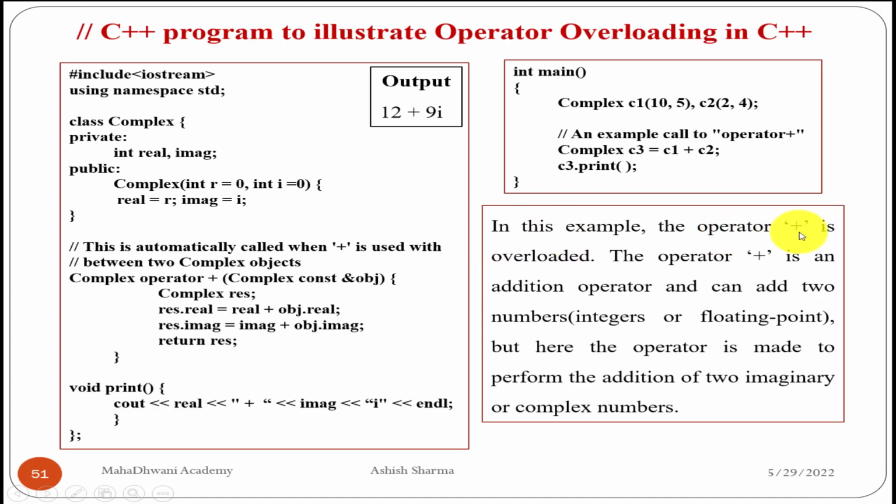In this example, the operator plus is overloaded. The operator plus is an addition operator, it can add two numbers, integer or floating point, but here the operator is made to perform the addition of two imaginary or complex numbers. So here we need an operator overloading, because by using the same operator we are adding multiple times. We are adding one time for real part, one time for imaginary part. So this is the example of operator overloading. By adding two objects, we need operator overloading to perform this operation.